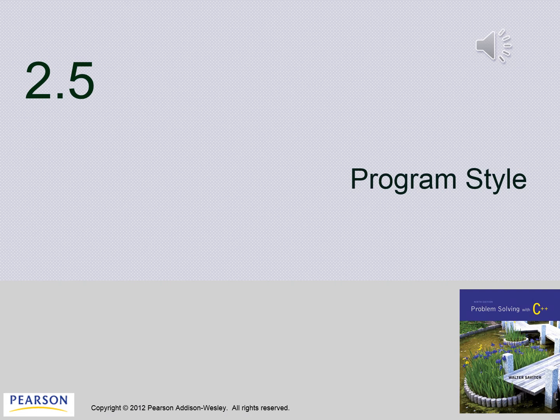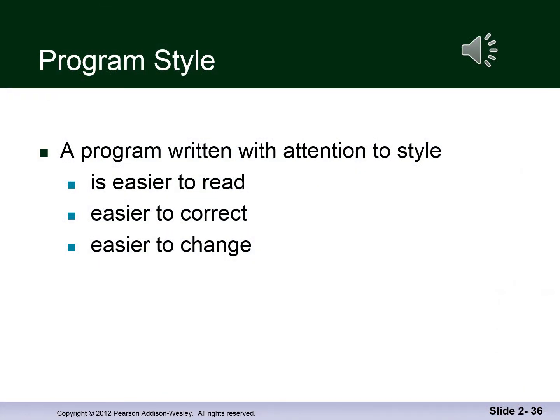The last section in Chapter 2 discusses program style. There's not a lot of content here, but it is important. You do want your program to look professional, which roughly translates to not sloppy and easy to follow, well organized. Let's take a look. A program that is written with attention to style is easier to read and understand. It's easier to correct or debug. And it's easier to make changes to.